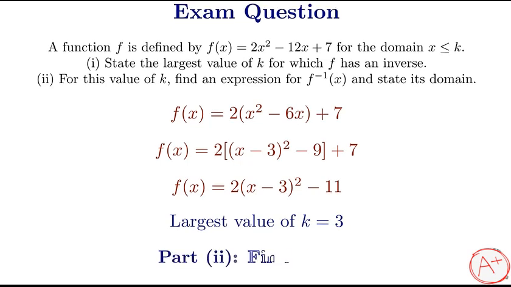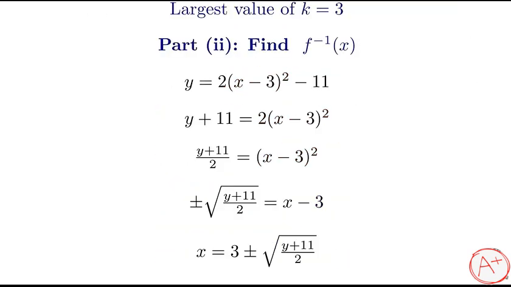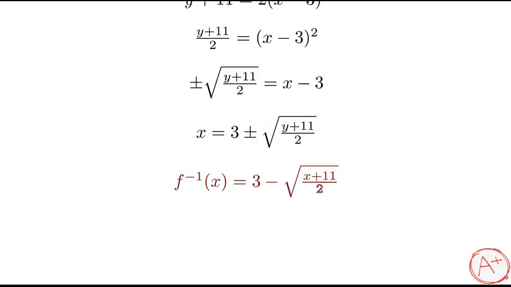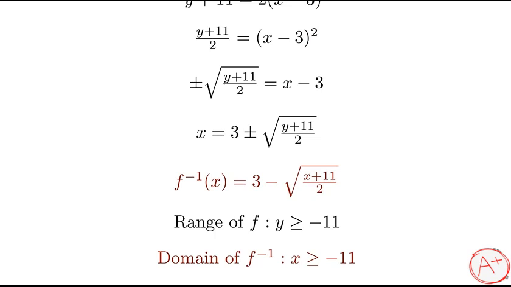Now we rearrange for x. Since our domain is x is less than or equal to 3, we must choose the negative square root to ensure our x values remain below the vertex. The range of the original function starts from the minimum value of -11 and goes up. Therefore, the domain of our inverse is x is greater than or equal to -11.